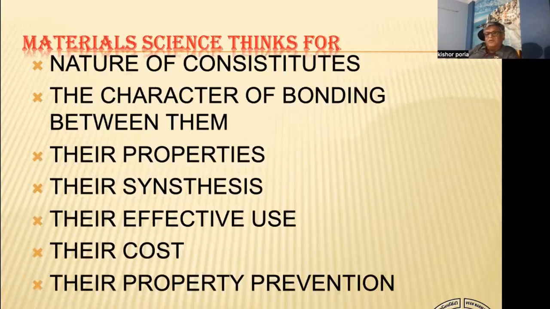So when we look at material science, material science thinks about the nature of the constituents. In some cases, to obtain information about a property, we look for the electronic structure. We can take the example of a semiconducting material. In the same way, in another case, we look for the dipole to understand the magnetic property of a material.